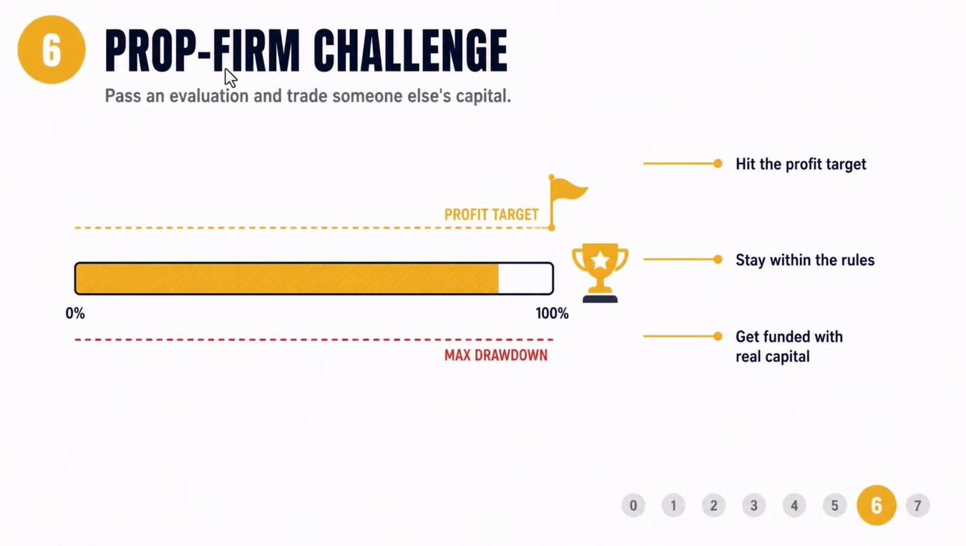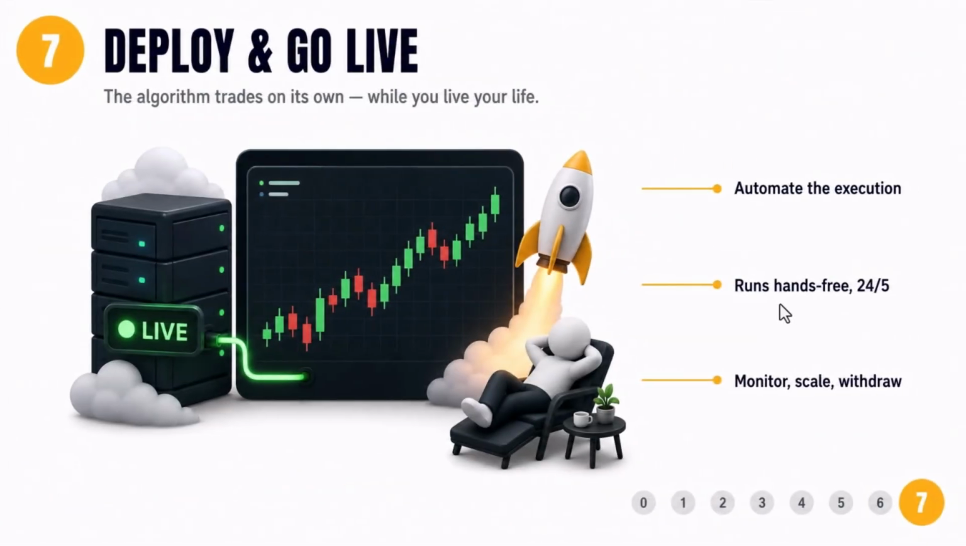And phase 6 is the prop firm challenge. So we're gonna try to adapt the strategy to how prop firms work. There is a profit target, there is a daily max drawdown, and there is the maximum drawdown overall. We're trying to not hit that, okay? Stay within the rules and try to get funded, all right? And the last phase is the dream, all right? The algorithm trades on its own while you live your life.